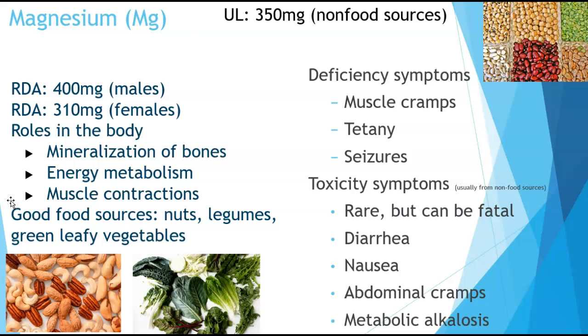The roles in the body, it too plays a role in making your bones strong. It also plays a role in energy metabolism and muscle contractions. Good food sources are nuts, legumes, and green leafy vegetables. If you don't have enough, you might feel muscle cramps, tetany, or seizures. And toxicity symptoms, again, usually from non-food sources. They're rare, but they can be fatal. You could have diarrhea, nausea, abdominal cramps, or metabolic alkalosis.